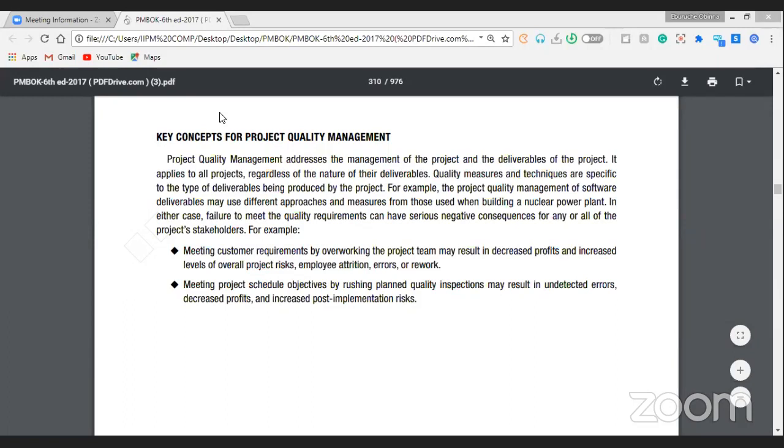Those ones also have their own quality metrics, right? Now, listen to me again. When you want to build a 3-bedroom flat, compared to when you want to build a 10-story building, if there are civil engineers or structural engineers or architects here, you will agree with me that the quality measures and techniques are different. So the 3-bedroom flat has its own quality measure specific to a 3-bedroom flat.